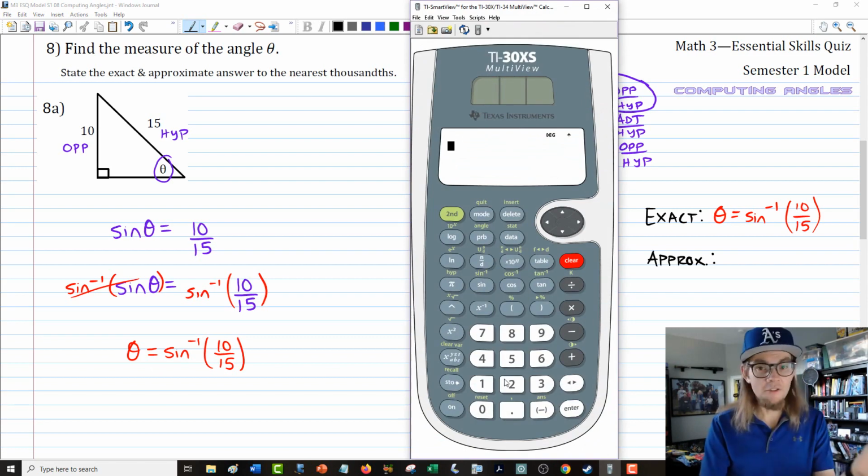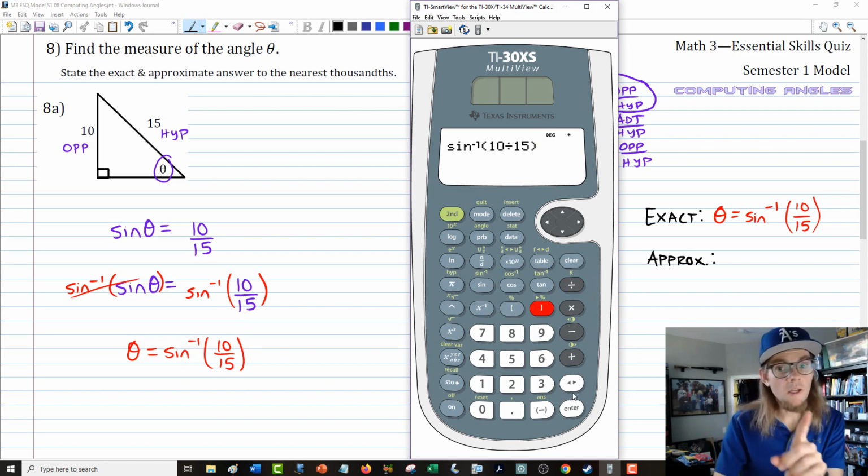And I want to just punch in that exact expression. So of course, be careful though. If you press sine, it's just going to give you sine. It's going to take the ratio for a given angle. That's not what we're looking for. We want sine inverse. So we're going to press second sine. You can tell this calculator is kind of slow. And then we're going to put in 10 divided by 15. And then we'll be able to press enter.